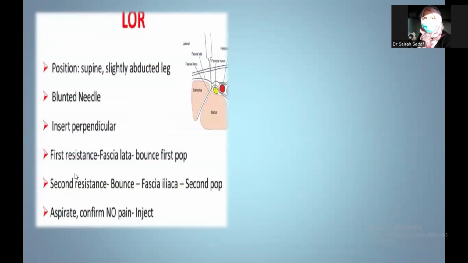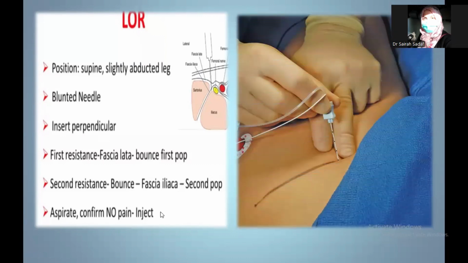So what happens? Position supine, no need to do abduction of the leg. Sometimes you do not require this. Now, blunted needle, insert it perpendicularly. First resistance, fascia lata, bounce, first pop. Second resistance, you will feel a bounce, that is the fascia iliaca. Second pop, and aspirate, confirm there's no blood and no pain, and then inject. 90 degree angle to the skin.